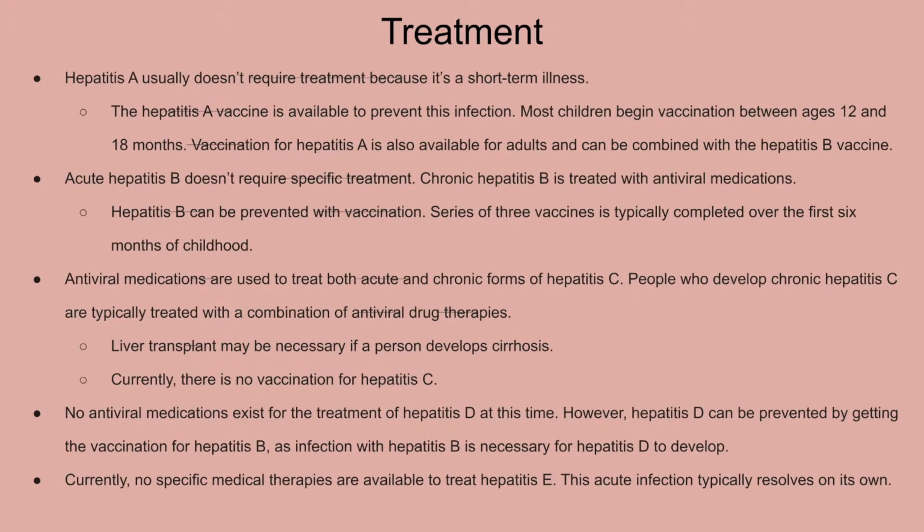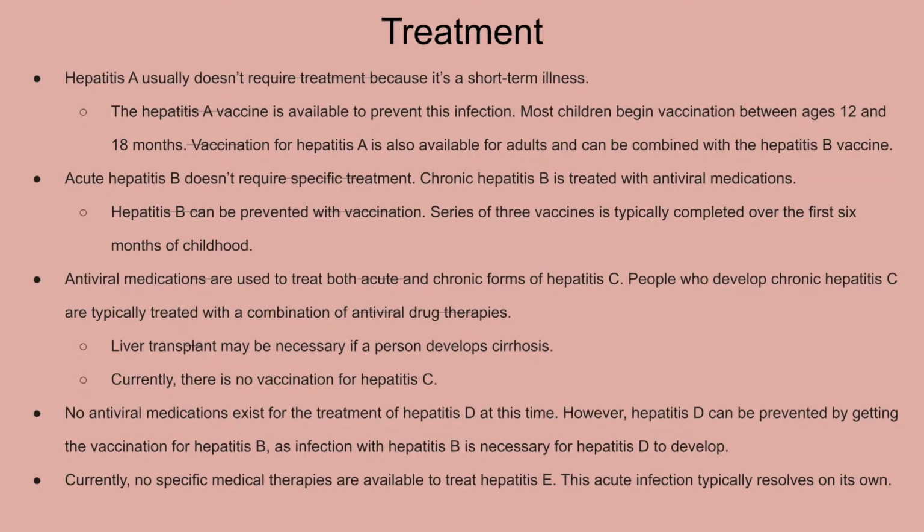For treatment of hepatitis A, there's usually no treatment since it's short term. However, there's a vaccination available that can prevent this infection. Most children begin vaccination between ages 12 and 18 months. There is also a vaccination for hepatitis A that is available in combination with hepatitis B.